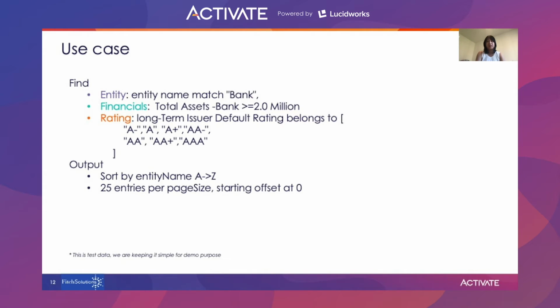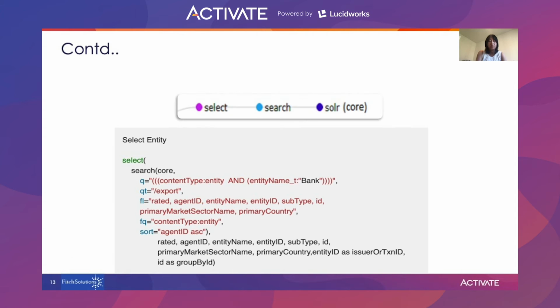Please find an entity whose name matches bank, whose financial total asset bank is greater than or equal to 2.0 million, and whose rating type is long-term issuer default rating, and whose rating values are A-, A+, AA, AA+, and AAA. For output, we would like to sort by entity name in ascending order, offset starting at 0, and page size equal to 25. Let's look at the entity data stored in the core collection.